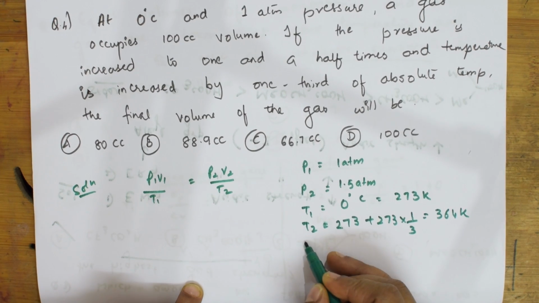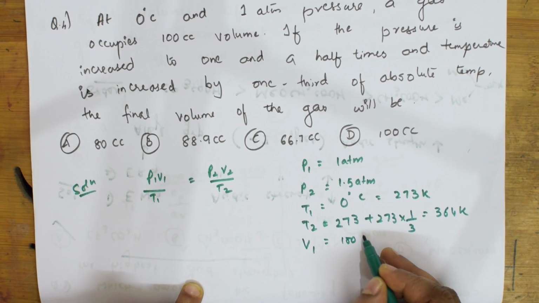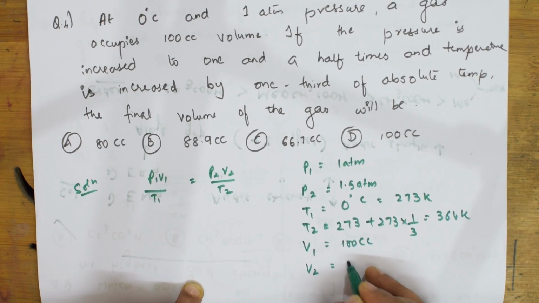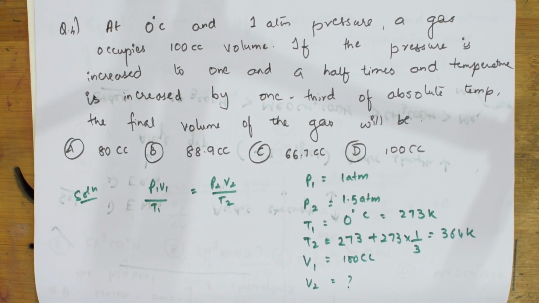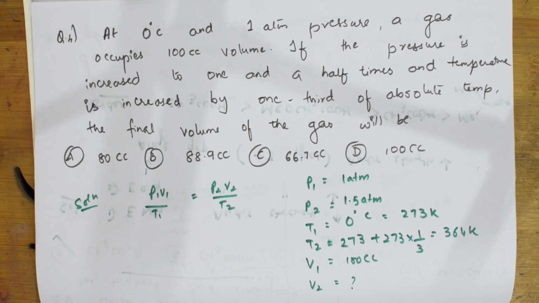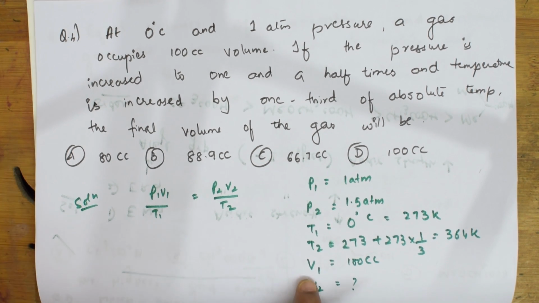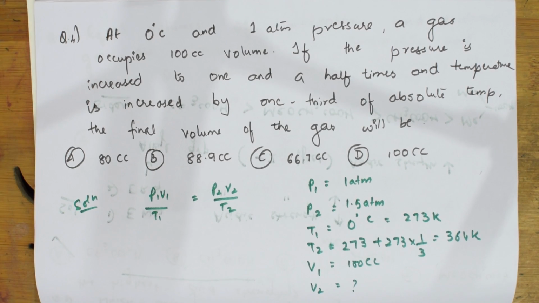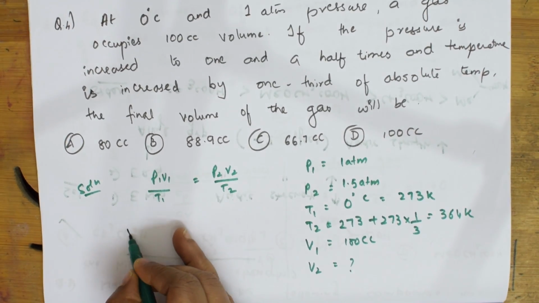Now what is V1 here? They said 100 cc volume, so V1 is 100 cc. Now V2 I need to find, because they've asked me what is the final volume of the gas. Now apply these values in the formula which is given. All the data is there, only I need to find V2. Now let's start off applying. Let us take V2 out.